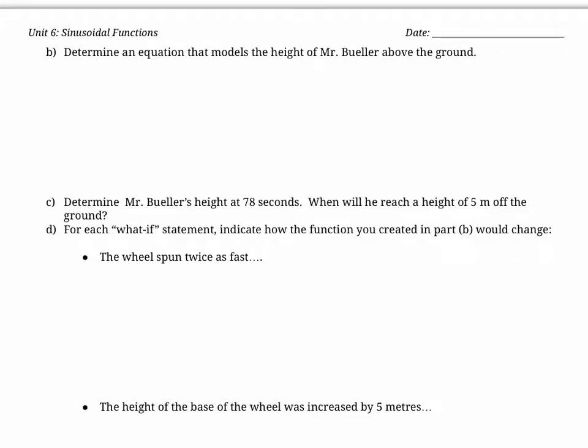So now that we have a picture of it and we have a t-table, can we come up with an equation that models the height of him above the ground? So find your A, your K, your C, your D. Try to find as many as you possibly can and then come back to the video.